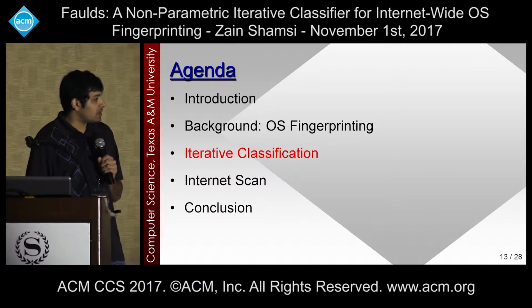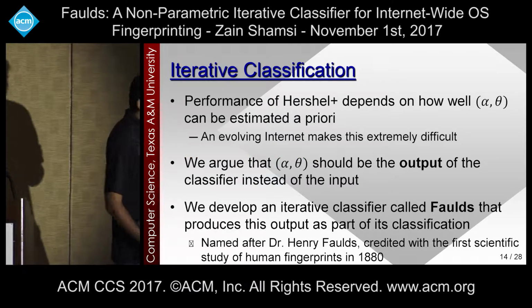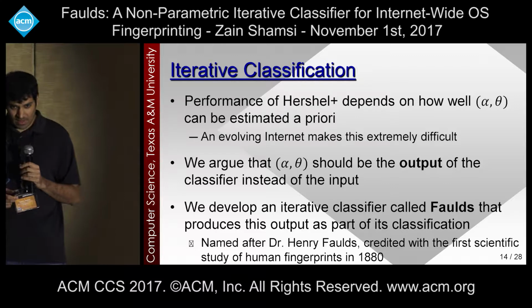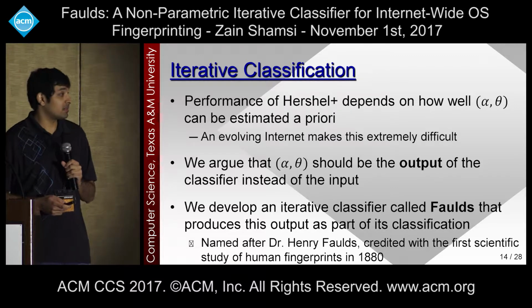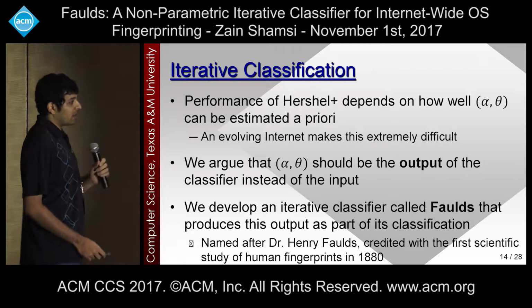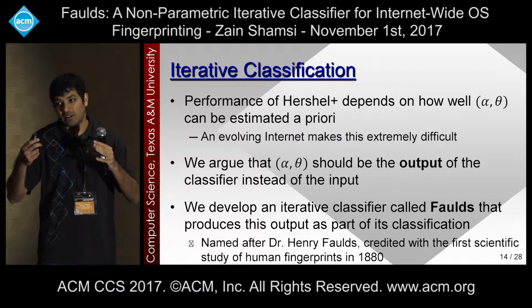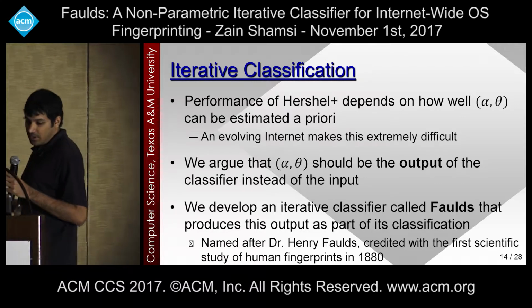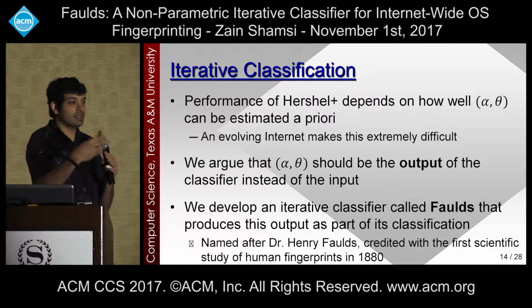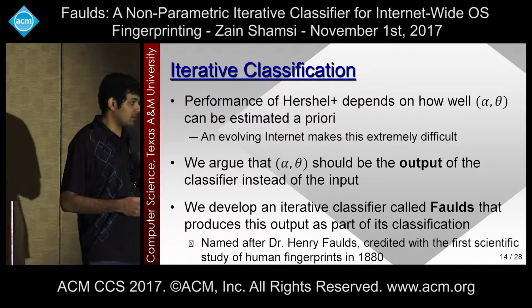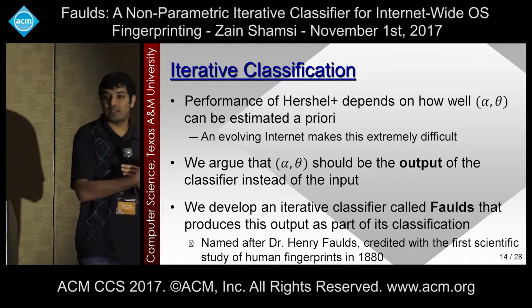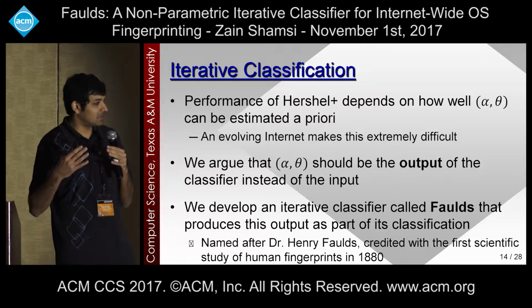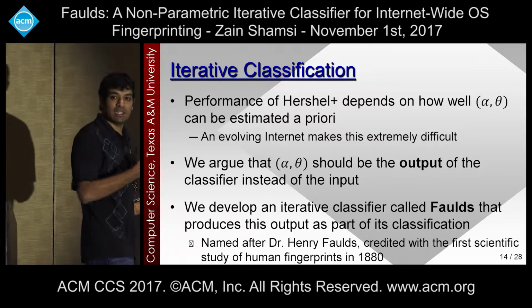So moving on to iterative classification. As I said, the performance of Herschel Plus depends on how well you can estimate that alpha and theta beforehand, and evolving networks make this really difficult. We argue that alpha and theta should be the output of the classifier and not the input. So to do this, we develop an iterative classifier called Faulds that actually produces this output as part of its classification. And as an aside here, we name our method after Dr. Henry Faulds, who was a Scottish scientist who actually did the first scientific study of human fingerprints back in 1880.